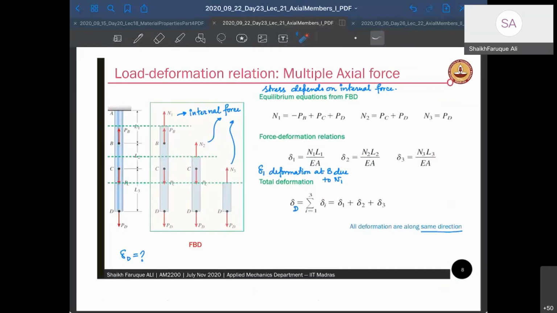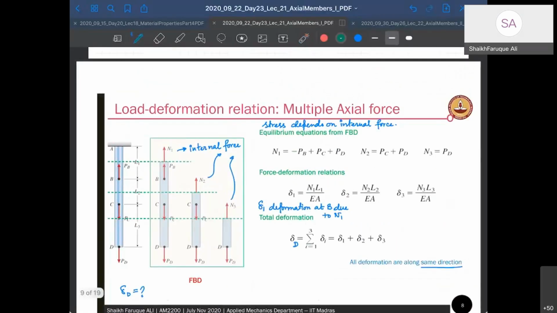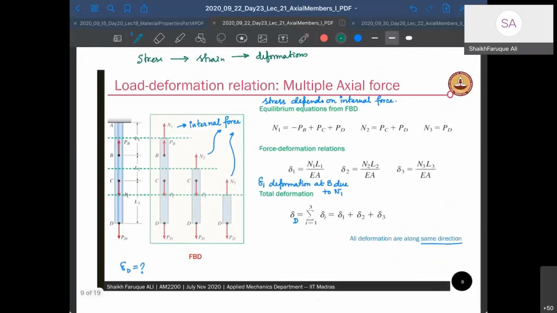So what we do, we need to find stresses at various locations, then strains at various locations, and from that we can get the deformations at various locations. That's the way we go, right? We first find stress, then from that we find strains, and from that we find deformations. So we go ahead that way.